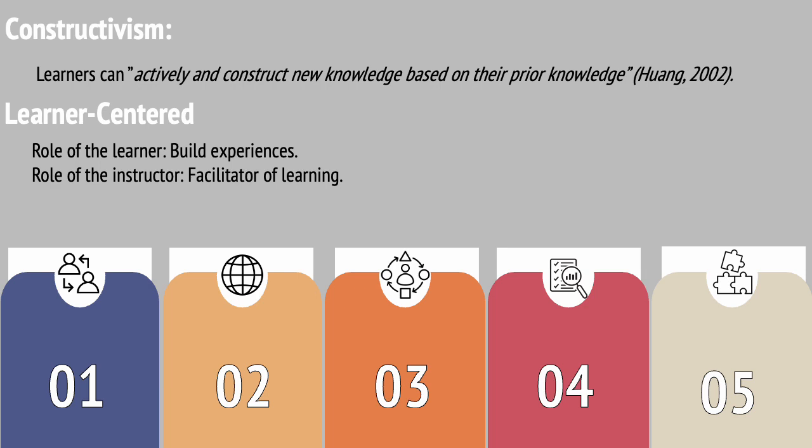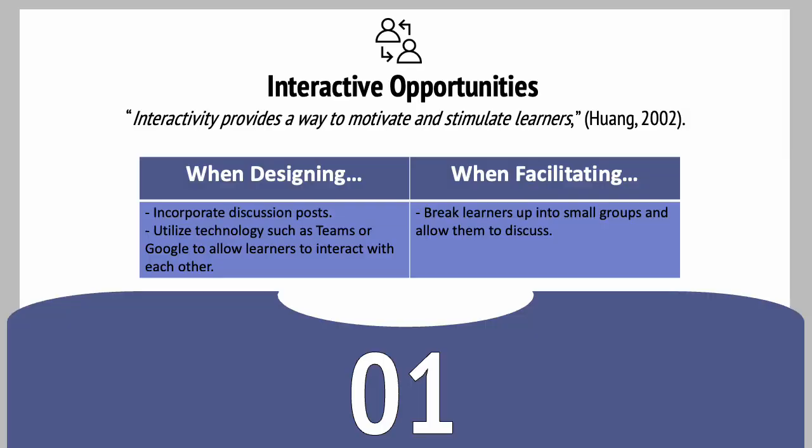Now, let's explore 5 different characteristics to consider incorporating when designing and facilitating online learner-centered experiences. One characteristic to consider is to provide interactive opportunities. By providing interactive opportunities, it allows learners to collaborate with others. Collaboration allows us to take what we already know due to prior experience and expand our knowledge through our peers.